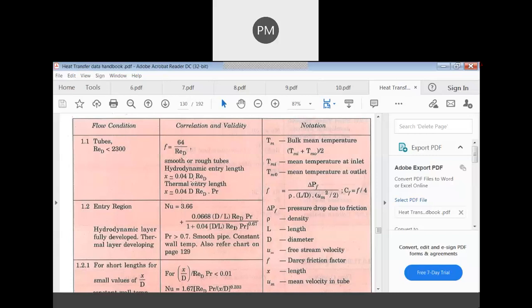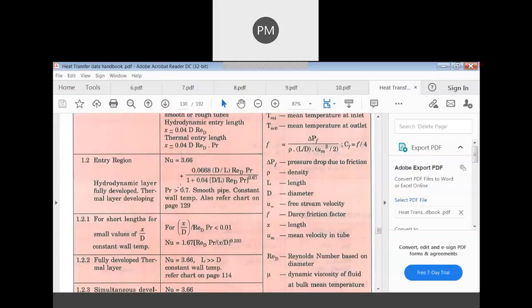And also, sometimes they may ask what is the hydrodynamic entry length. That is where the boundary layer is still developing. The length of the hydrodynamic entry length as well as the thermal entry length has been shown here. So 0.04 d times Reynolds number, and for thermal entry length, Reynolds number and Prandtl number, also given here. So for the entry region, how to calculate the Nusselt number has been shown here.